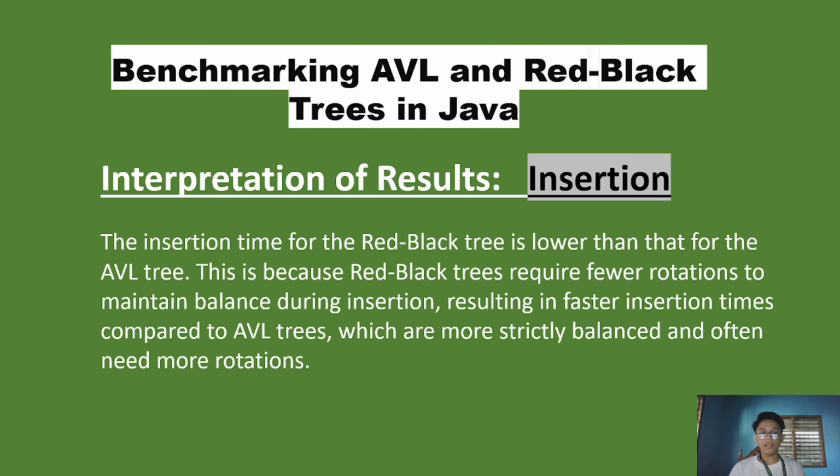Based on those results, we can see that the insertion time for the red black tree is lower than the AVL tree because red black trees require fewer insertion rotations, while AVL trees are strictly balanced and often need more rotations. As we knew earlier, we do a lot of rotations in AVL trees because it is strictly prohibited for the balance factor to be more than 1 or less than -1.